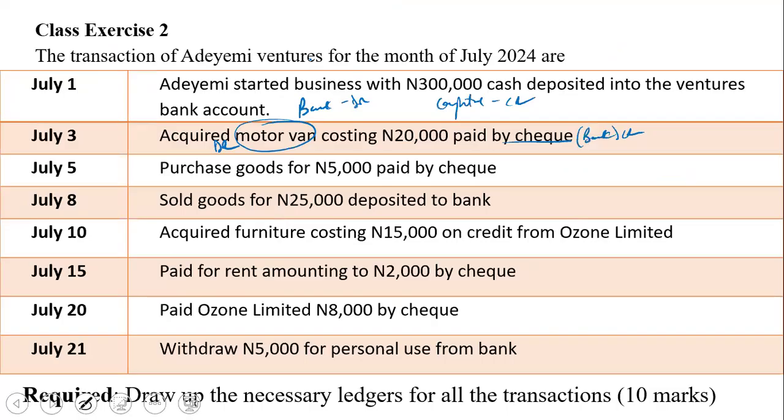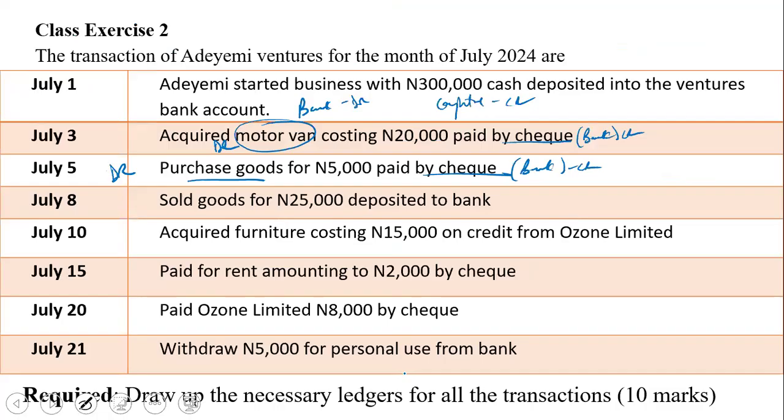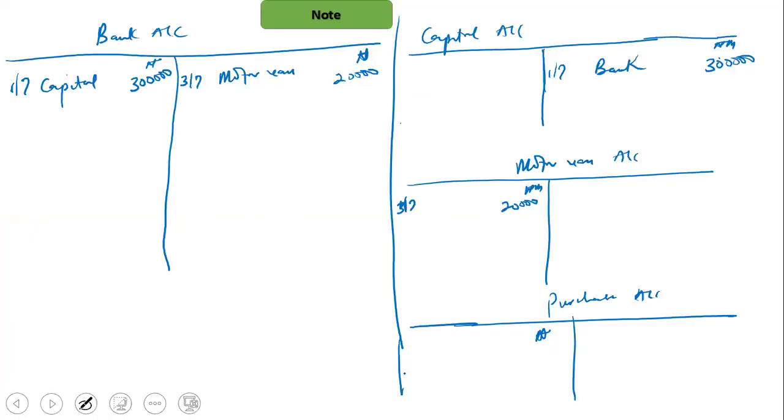Okay, let's look at the next one. Having looked at that, we have purchases and check. Don't forget, we have purchases as an expense to be debited, bank is used for check, and is to be credited. So what do I do? I have to come here, I have my purchases account. The rule says to debit purchases. What is the date? Give me the date. We have July 5.